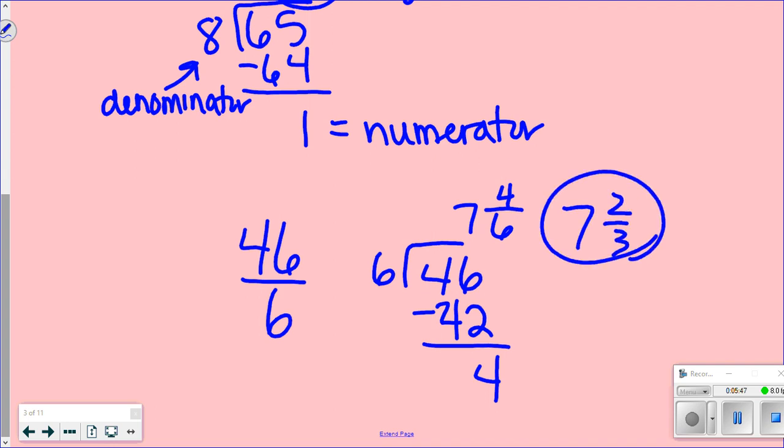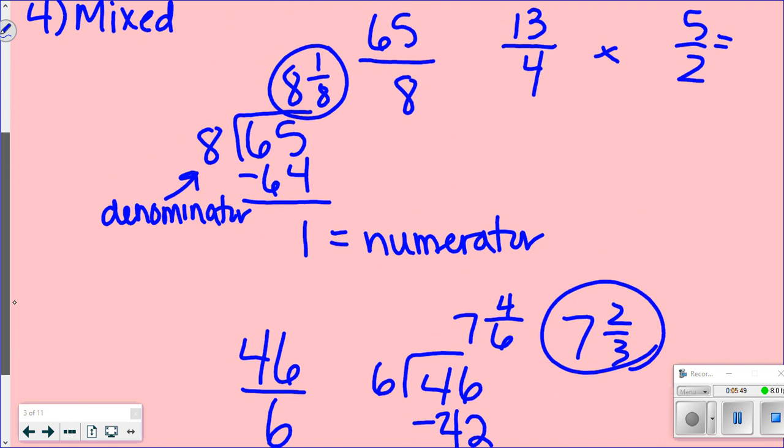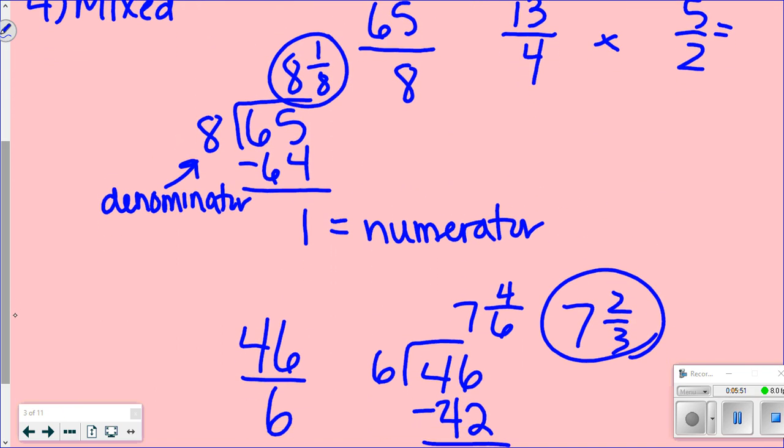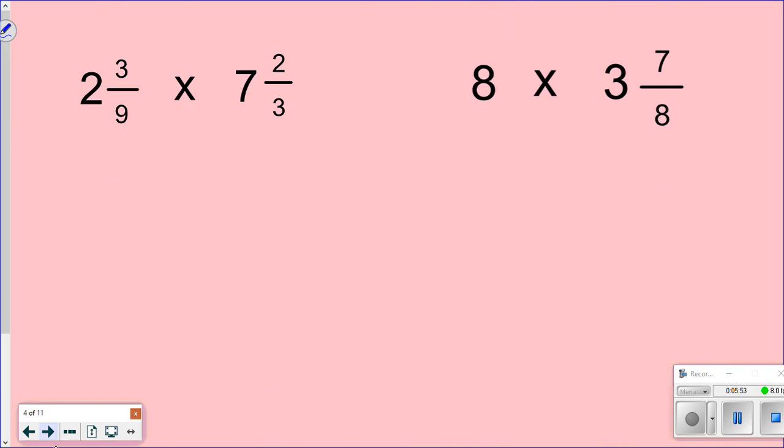So just make sure that you know how to find a mixed number, and vice versa, find an improper fraction. All right, here's some practice that we can do. If you want to go ahead and try, you can pause me. But I for sure need you to have a few examples of these in your notebook. So first thing we're going to do, we're going to make an improper fraction.